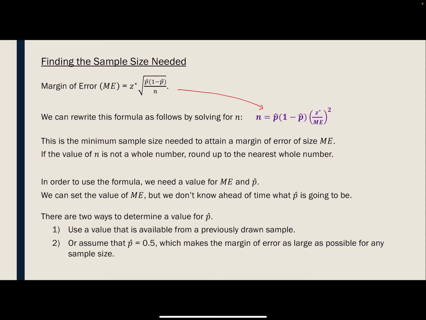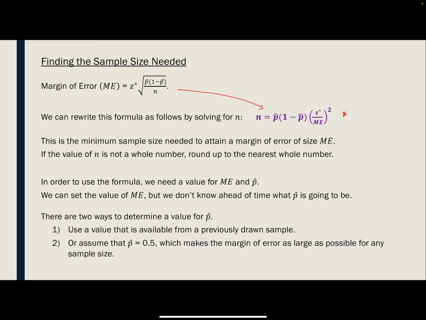But I do want you to make sure that you write this down in your notes and have it handy, because this is the formula that you're going to need when you're finding the sample size. The sample size is going to be p hat times q hat times z star over the margin of error, squared. So make sure that you have this.